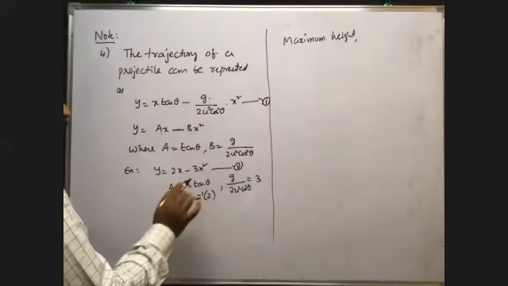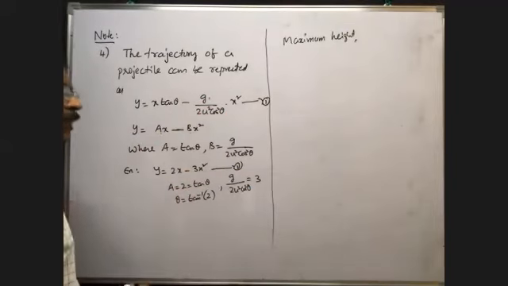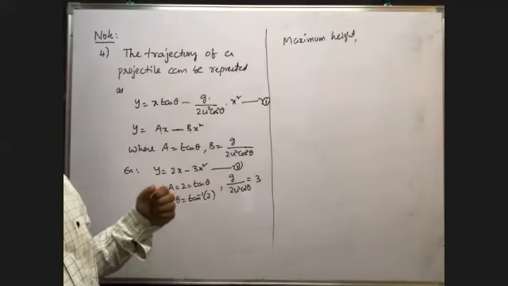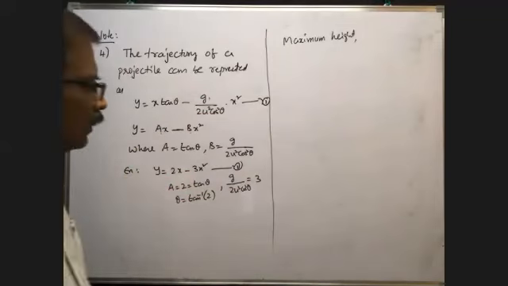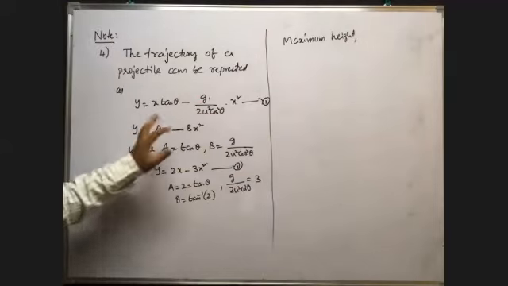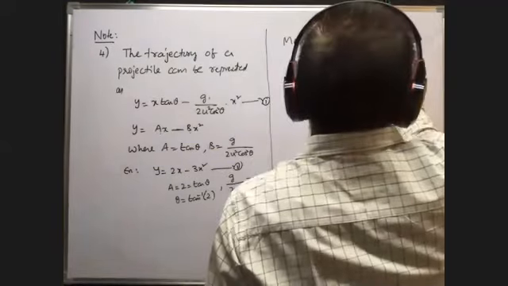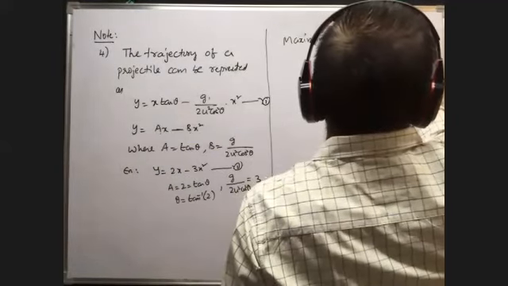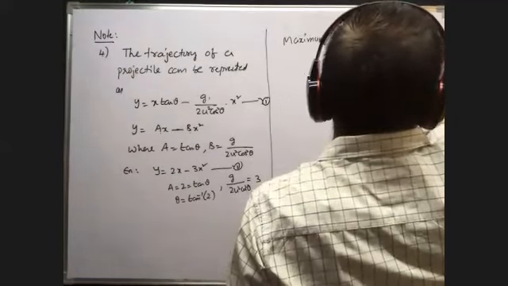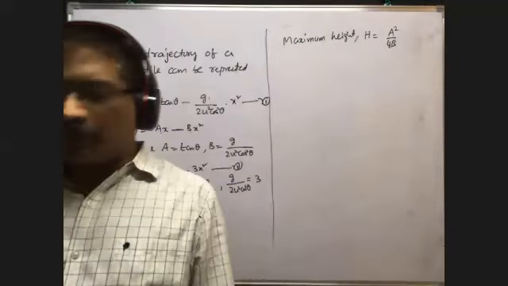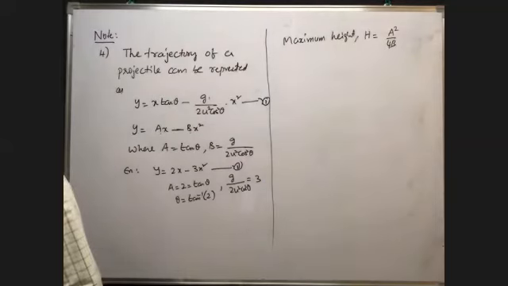If you know u and theta, then we can find the maximum height reached, horizontal range, time of flight, and velocity at any time t. Now, suppose in terms of a and b, how can we find the maximum height? So maximum height h is equal to a square by 4b. Is it correct or not? We have to check. The maximum height reached by the oblique projectile is a square by 4b. Is it correct or not?